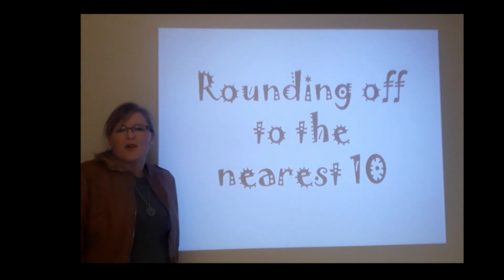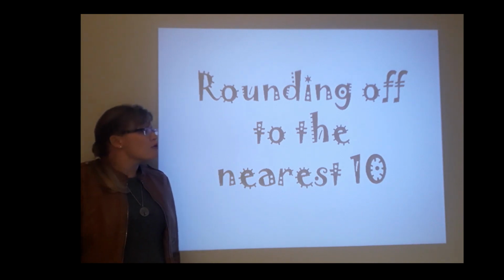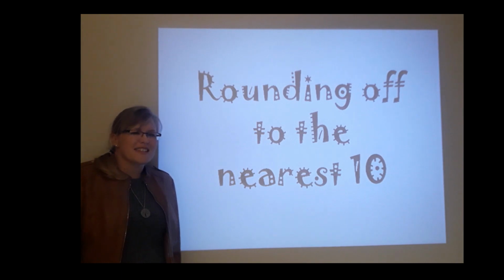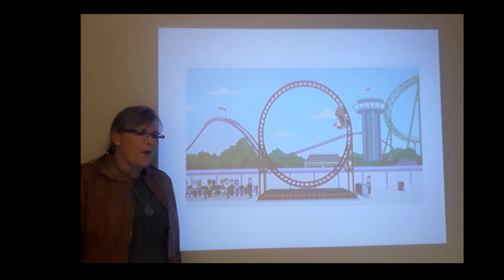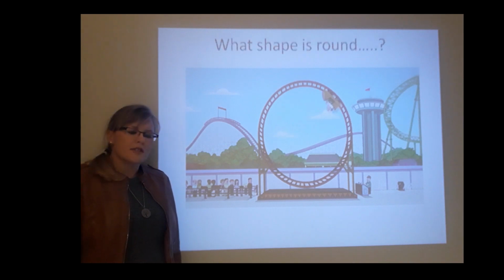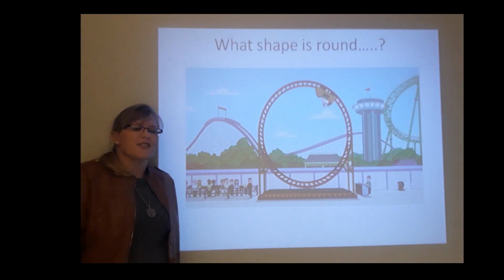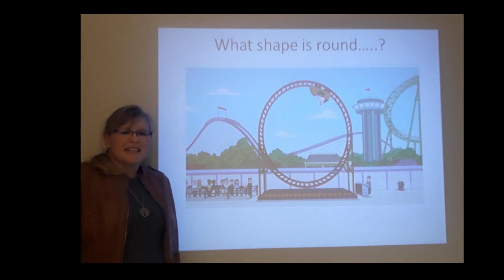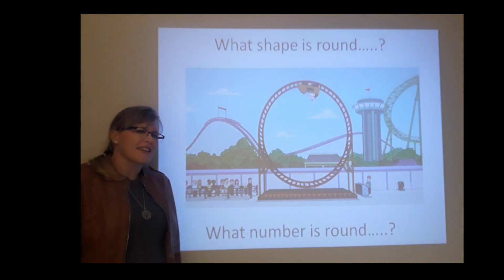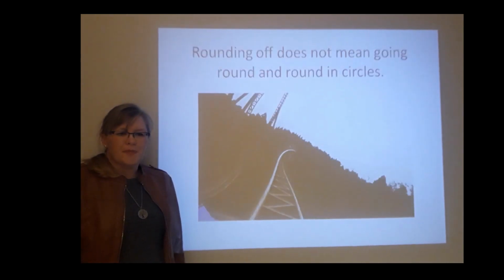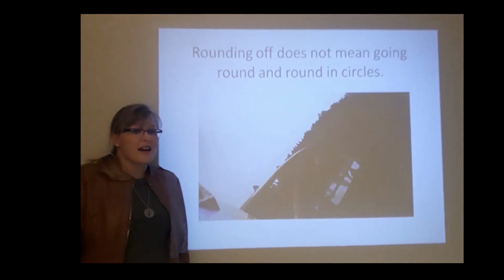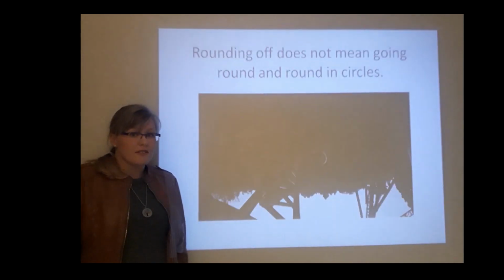Alright, so you will see in your work that we are doing a new concept called rounding off to the nearest 10. If I think of the word rounding off, I would think of a circle. What shape is round? A circle. And as you can see, there is a little man in a roller coaster going round and round and round. But what number is round? Yep, it's a 0.